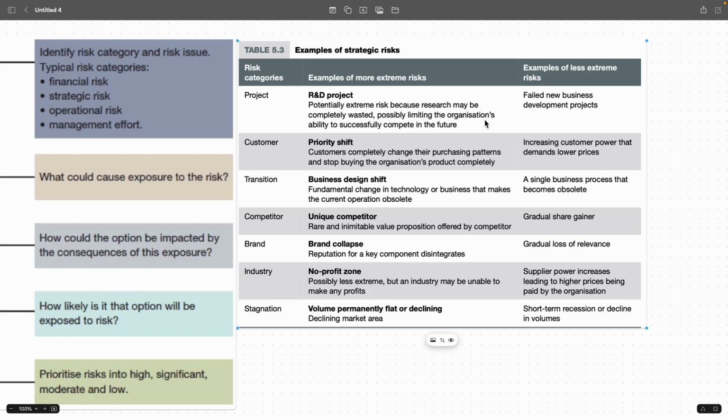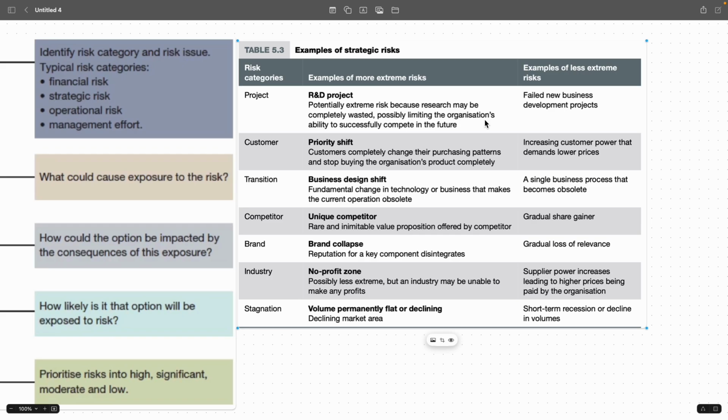Then you have transition risk. Business design shift. Maybe the technology changes. You have to change the way you do business. You cannot do business the same way. Example, Foodpanda: a business design shift. You have to change the way you do business because of the technology that came in. Alright. Then you have the competitor.